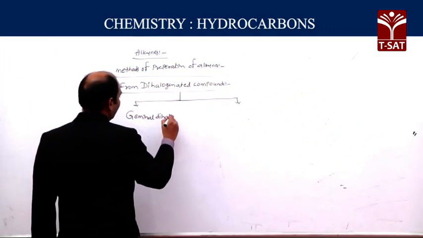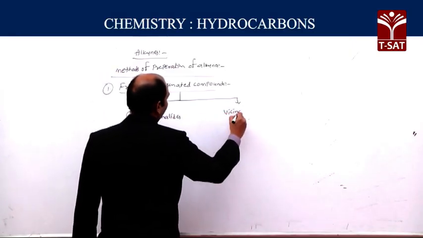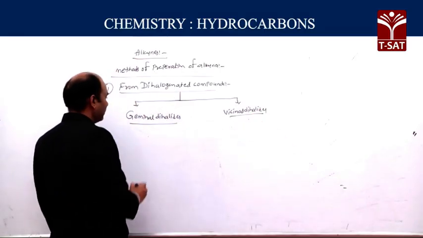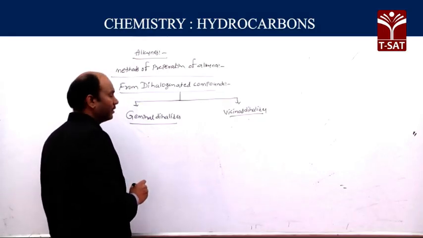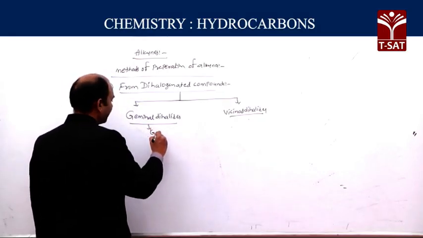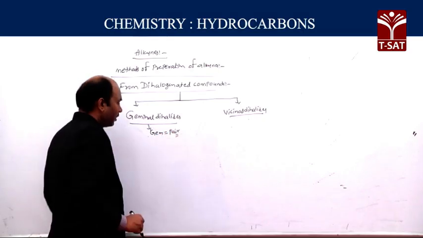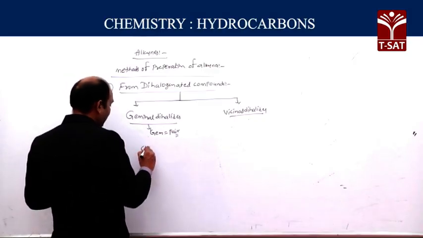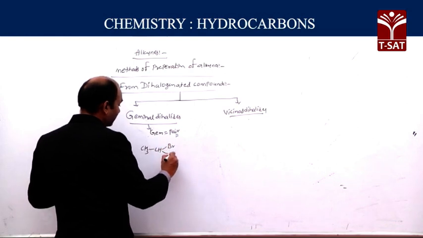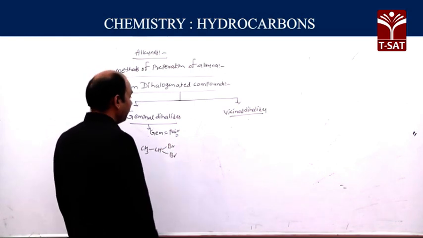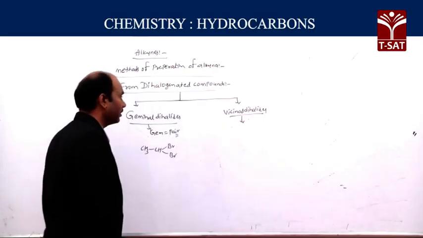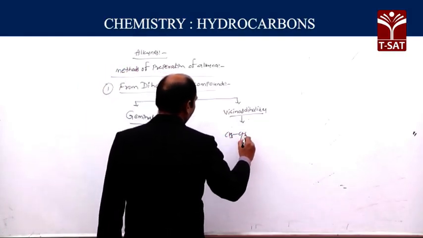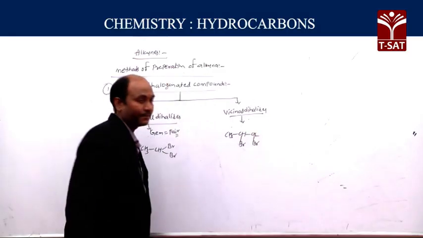Geminal dihalides. The second one is vicinal dihalides. Geminal dihalides and vicinal dihalides: if two halogens are present on the same carbon atom, then it is called geminal. Gem means pair. For example CH3CHBr2, this is a geminal dihalide. Vicinal dihalides means if two halogens are present on adjacent carbon atoms, CH3CHBrCH2Br, this is vicinal.